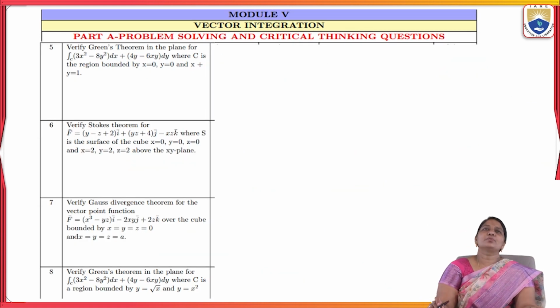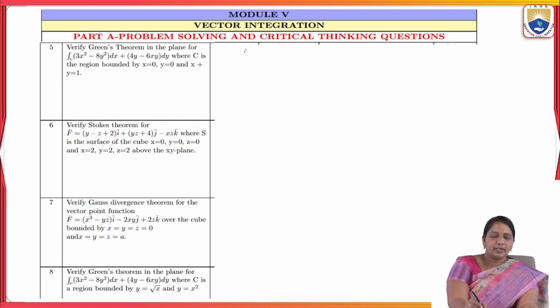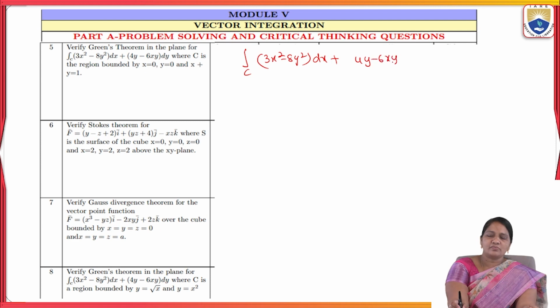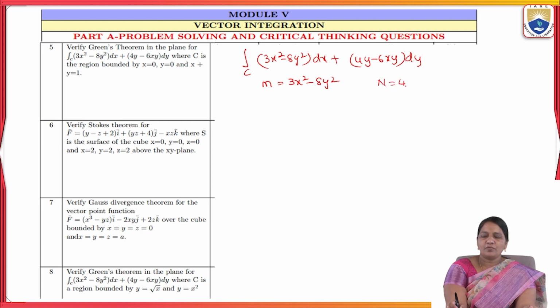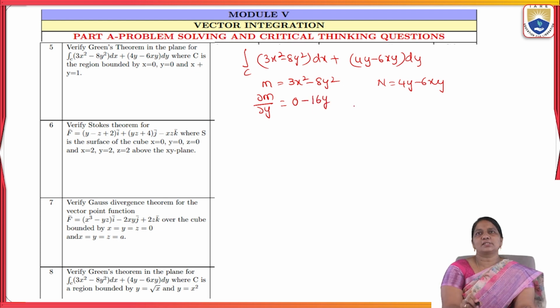So the next problem. See here, verify Green's theorem in the plane for the integral over c of (3x square minus 8y square) dx plus (4y minus 6xy) dy. So here we can compare with m dx plus n dy. So m value is 3x square minus 8y square, n value is 4y minus 6xy. So now dou m by dou y we are going to calculate here, with respect to y we are doing. So first term is 0 minus 16 into y. This is 2y, right? So this is minus 16y.